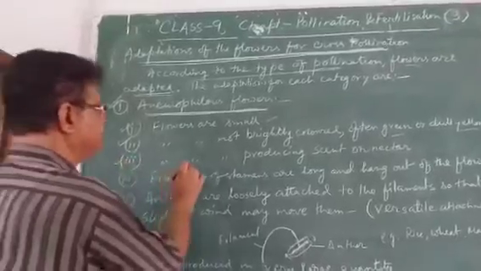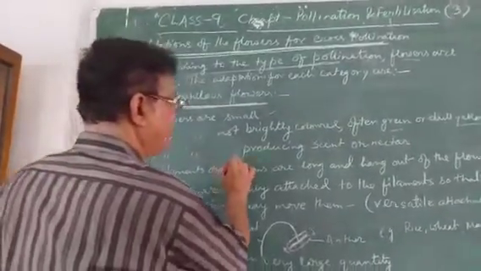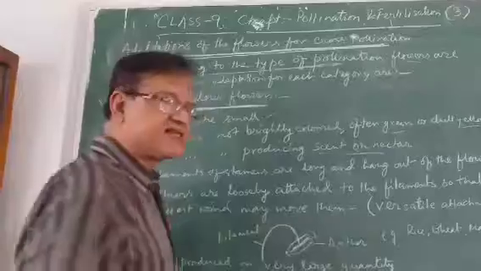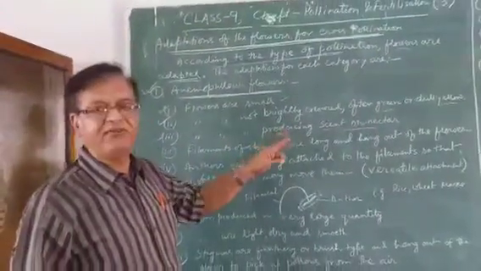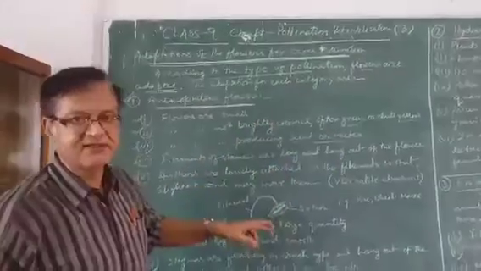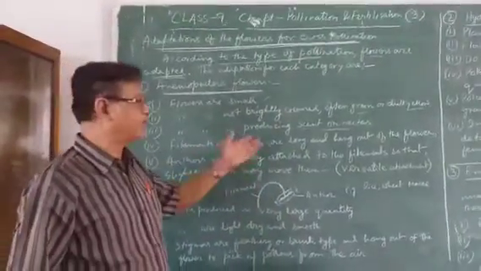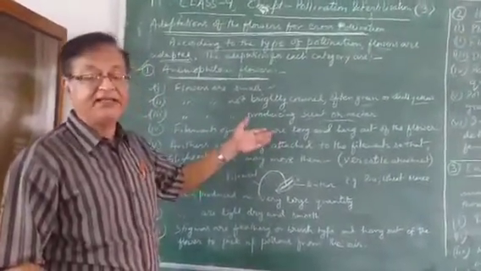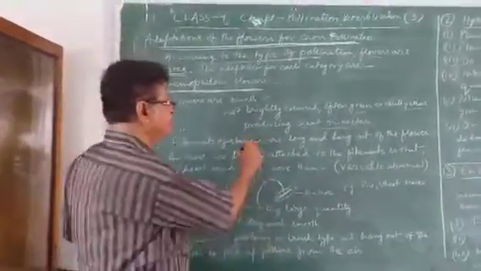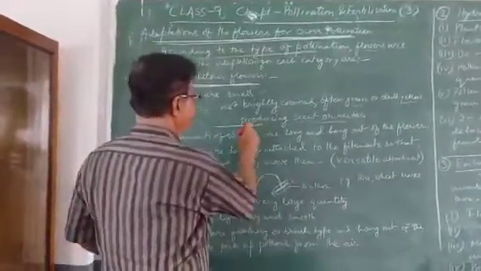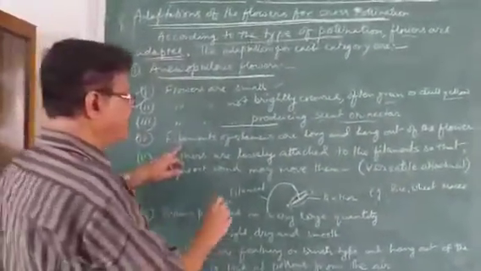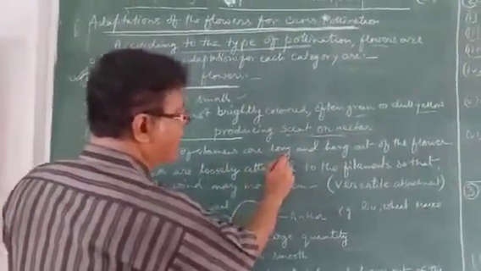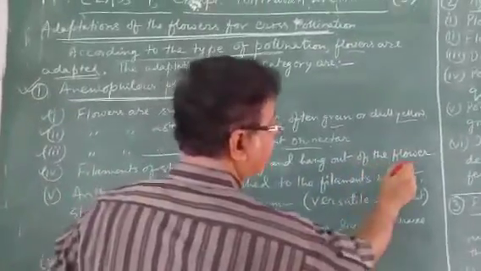Third point is, flowers do not produce scent and nectar. Same reason: scent and nectar are produced for the animals. Since it is wind, they do not produce them, and thereby they save a lot of energy. Fourth point, filaments of the stamens are long and hang out of the flower.